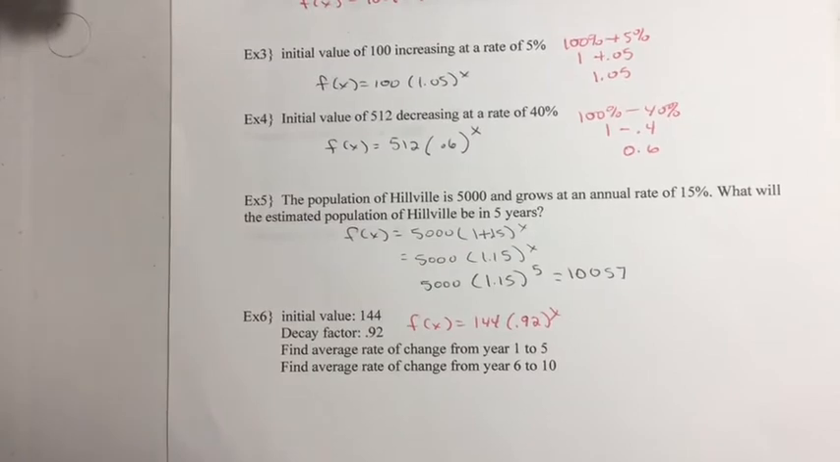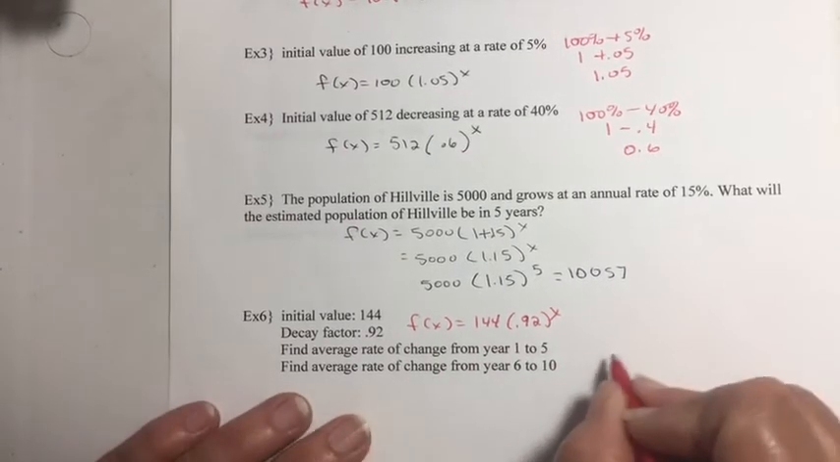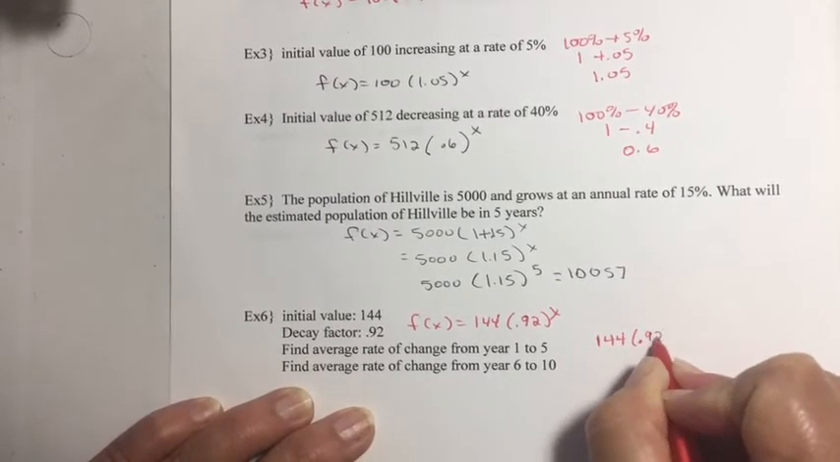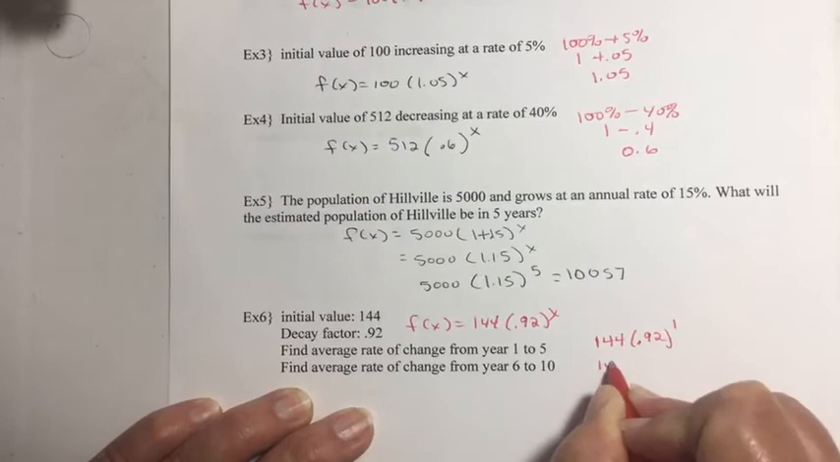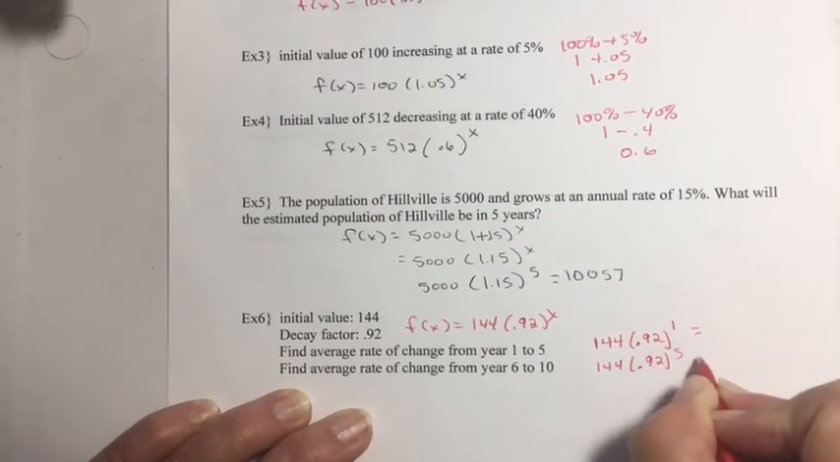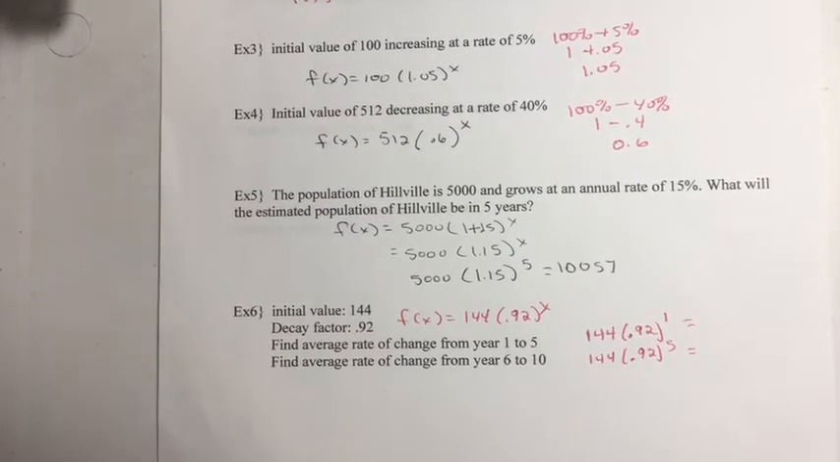Now in this problem, you're wanting to find the average rate of change. Remember, that is just simply slope. Slope is the change in the y values over the change in the x values. So we need to first figure out the answer for 1 year and for 5 years. So you want to do 144 multiplied by 0.92 to the 1st power, and 144 multiplied by 0.92 to the 5th power. Okay, enter those into the calculator.